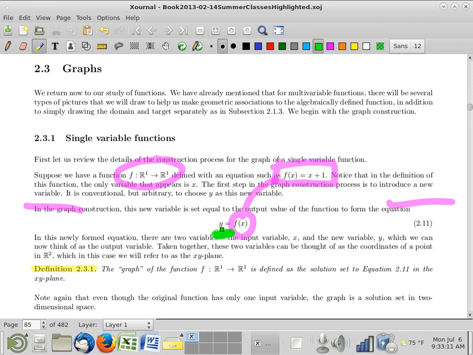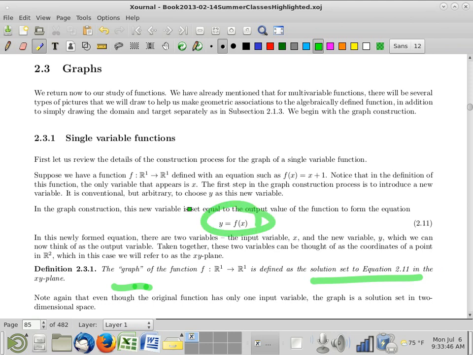So it's important at this stage to get used to the idea that this is not always what we're going to be doing. Right? So this is specific and peculiar to the graph construction. Okay, all right, so again, you have your single variable function, you set the output values equal to a new variable, in this case y. The graph of the original function is the solution set to this equation.